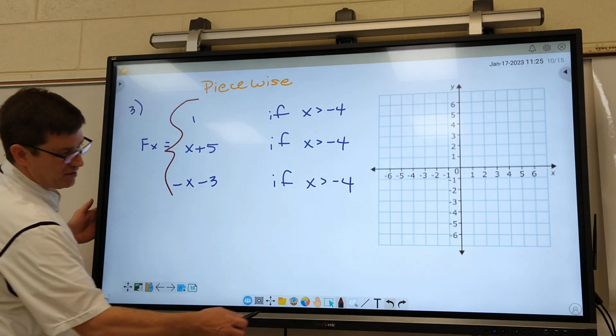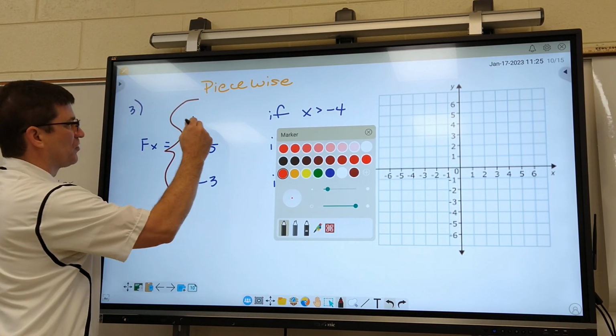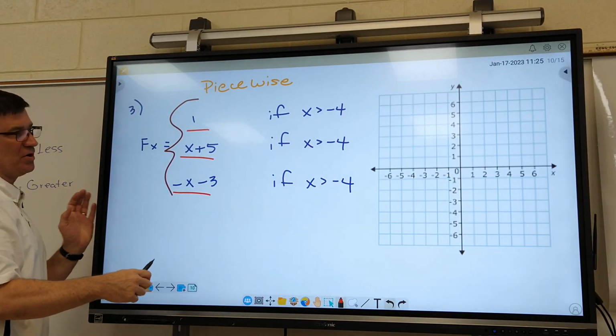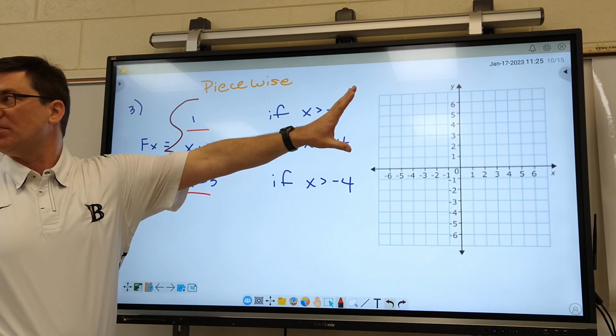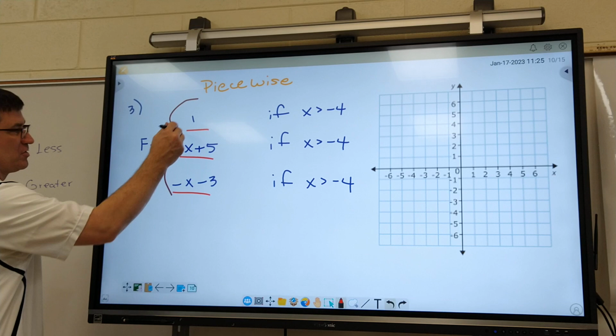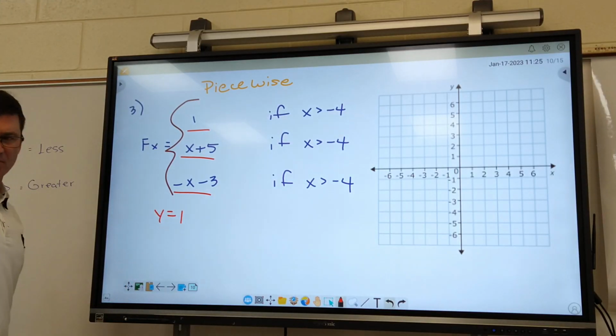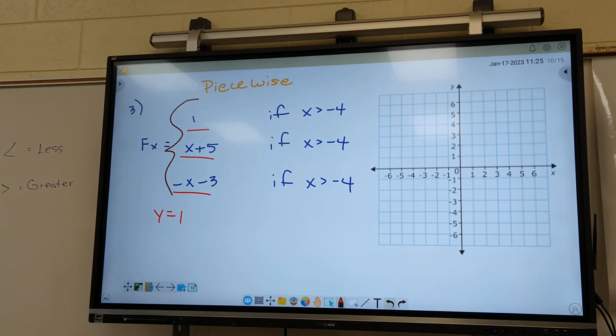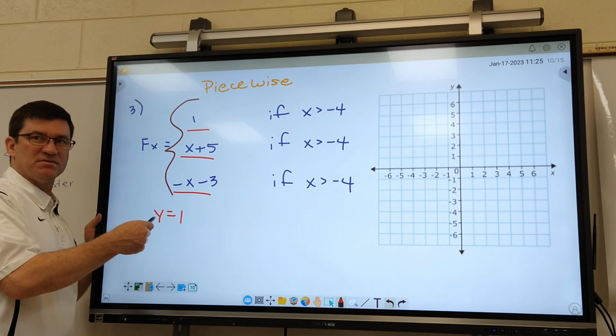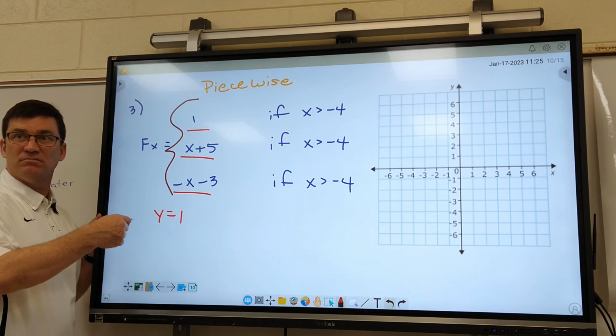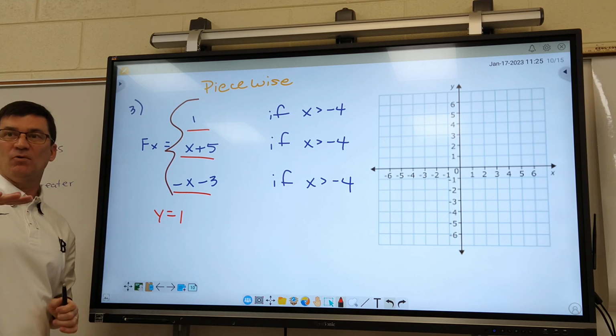All right, think of it this way. These are 3 separate equations, so you're going to have to graph 3 separate lines on your paper. Your first one says y equals 1. Did I write that down correctly? Y equals 1? Yep. All right, there is no x in this equation, so we're not going to have a rise over run. No slope, it's just going to be a flat line at 1.